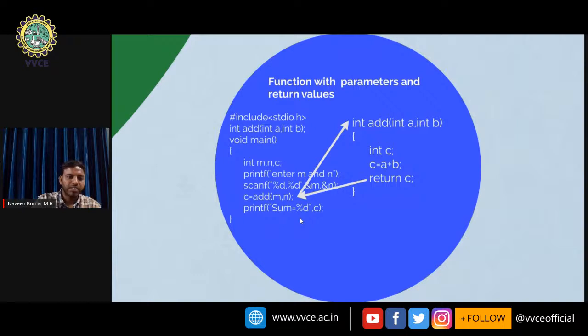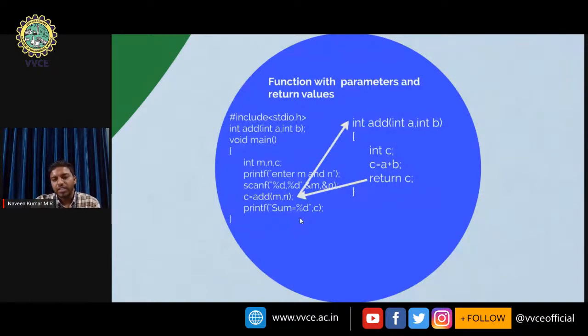So void main. After that, you are initializing the three variables, that is m, n, and c. Printf, you are asking to enter m and n. After that, you are reading the contents from the keyboard, right? Once you have read m and n, you are trying to perform the addition operation where you are calling the particular function add. So once the control comes to c is equal to add of m comma n, the control will move to this particular function definition, that is int add int a comma int b.